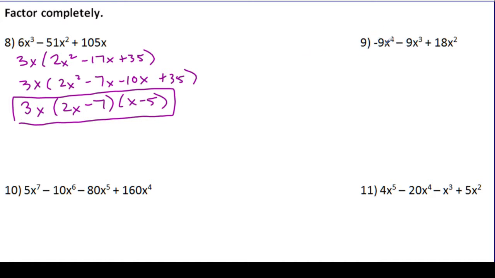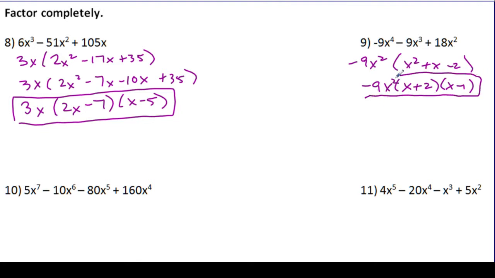Okay, problem number 9, very similar. I'm going to say there's a negative 9 factor, negative 9x squared. And it looks like I have x squared plus x minus 2. This one's even easier because there's no value in front of x squared. I can just say what multiplies to negative 2 that adds up to 1? Well, in this case, x plus 2 and x minus 1. And don't forget to bring the negative 9x squared down. Again, I'm finished in one quick step here. I would say this is my factored expression.